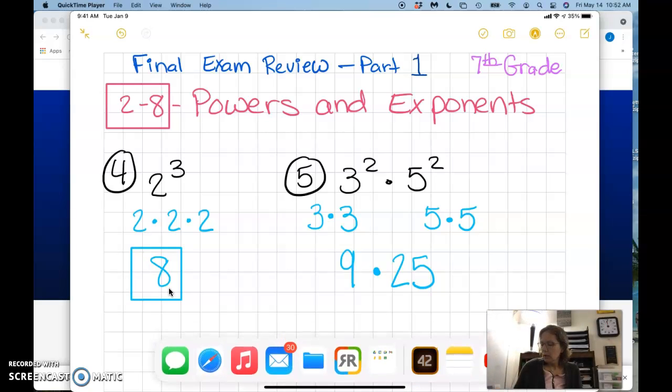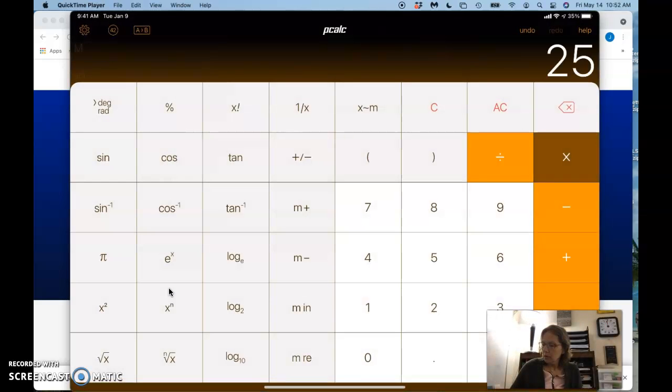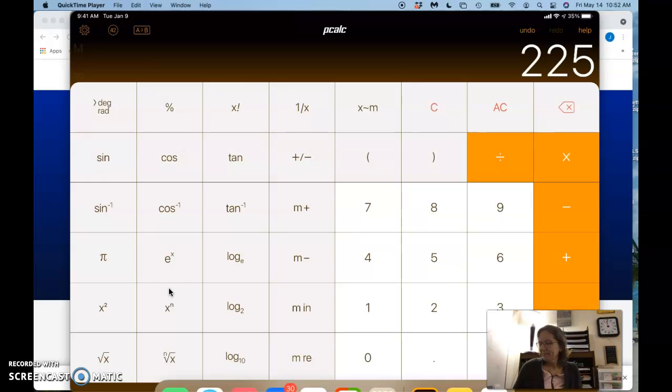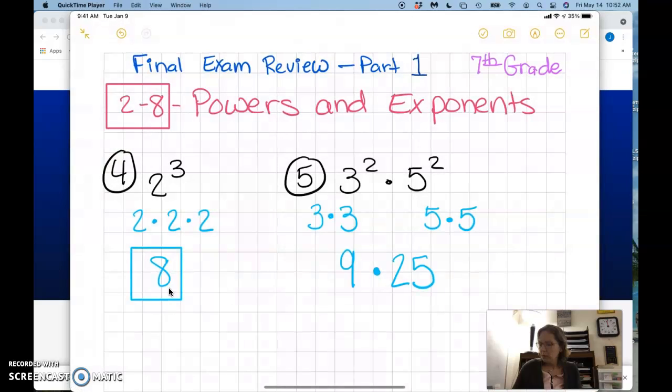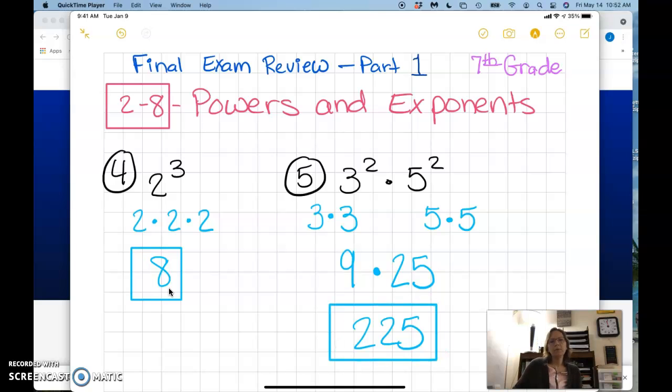Let's do that on our calculator. It's 225 for that one. Okay, so that one had a little bit more steps. You find the exponent evaluation for each number and then multiply them together for your final step.